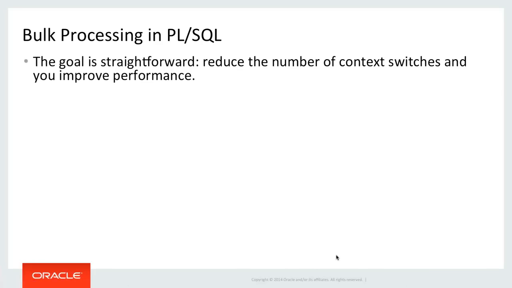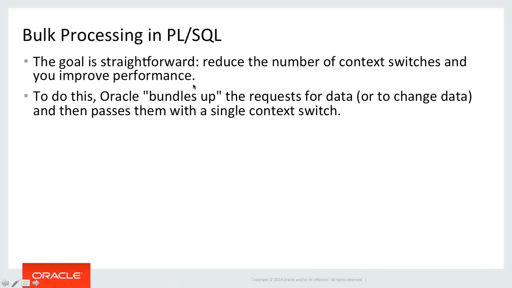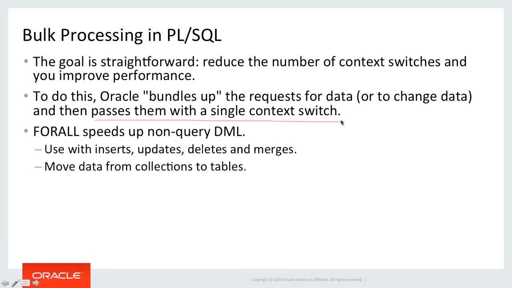The goal behind bulk processing is straightforward: reduce the number of context switches and improve performance. Period. To do this, Oracle essentially implements array processing for us, in which we can bundle up the requests for data, or to change the data, and pass them from the PL/SQL engine to the SQL engine with a single context switch, instead of doing it for each individual row.